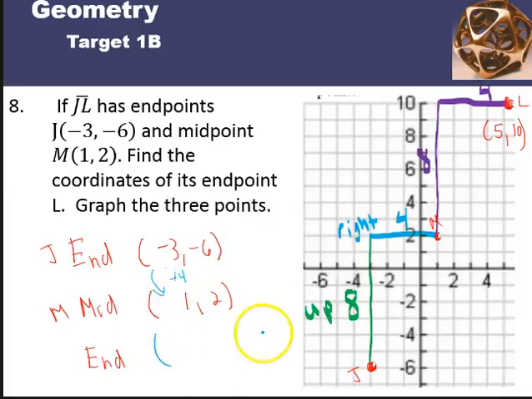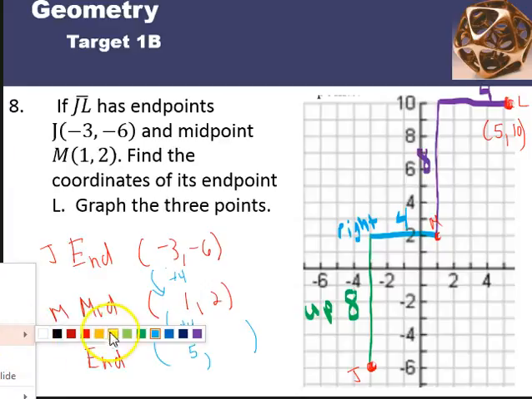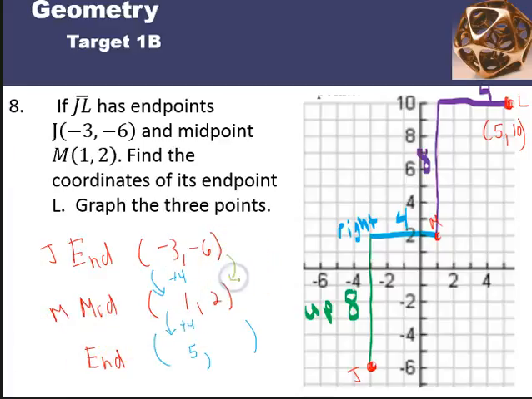So down here, to find the endpoint, I have to do the same thing. I have to take 1 and add 4 to it. Well, what is 1 plus 4? 5. I'm going to do the same thing over here. I'll do it in a different color though. Okay, from -6 to 2, I had to actually add 8 to get from -6 to 2. So I'm going to do the same thing here. I'm going to add 8. And what's 2 plus 8? It's 10. So the endpoint is 5, 10. Okay?